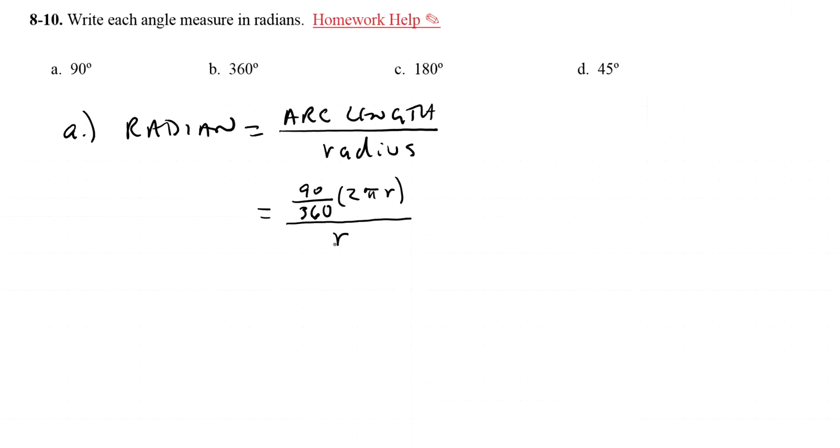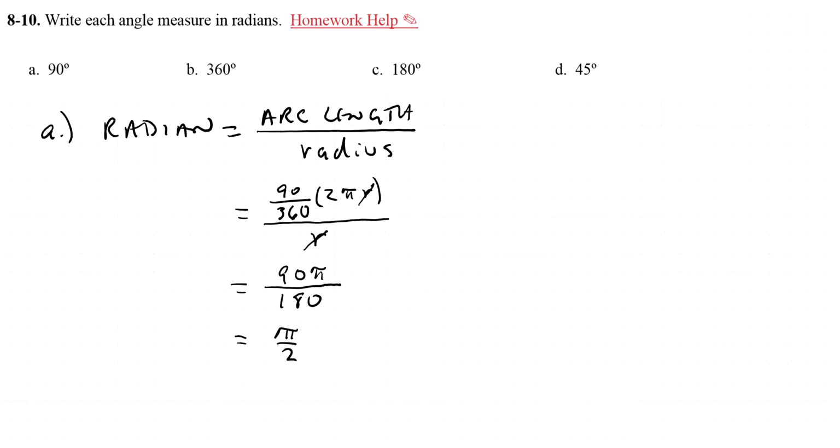Regardless of what it is, this is going to cancel out, and then 2 is going to go into 360, so that's going to be 90 pi over 180. And then we can further reduce this to pi over 2. So 90 degrees is equal to pi over 2 radians.